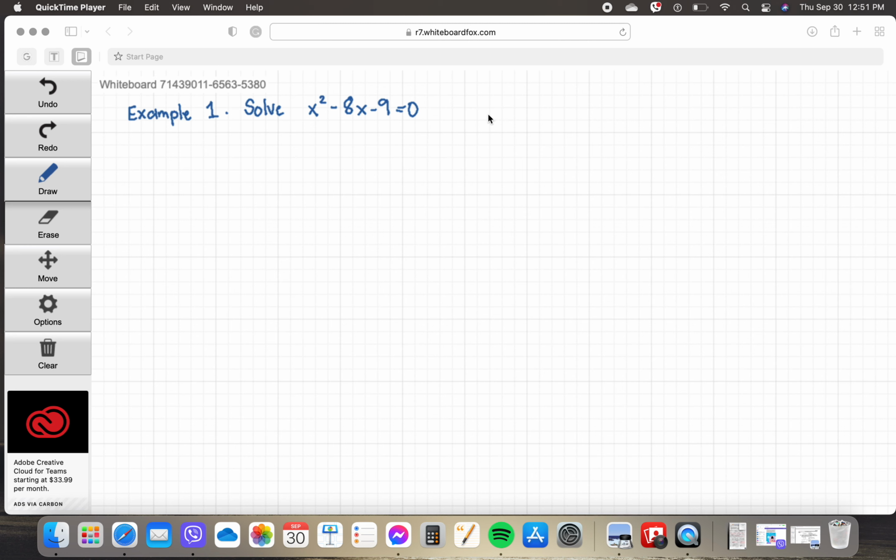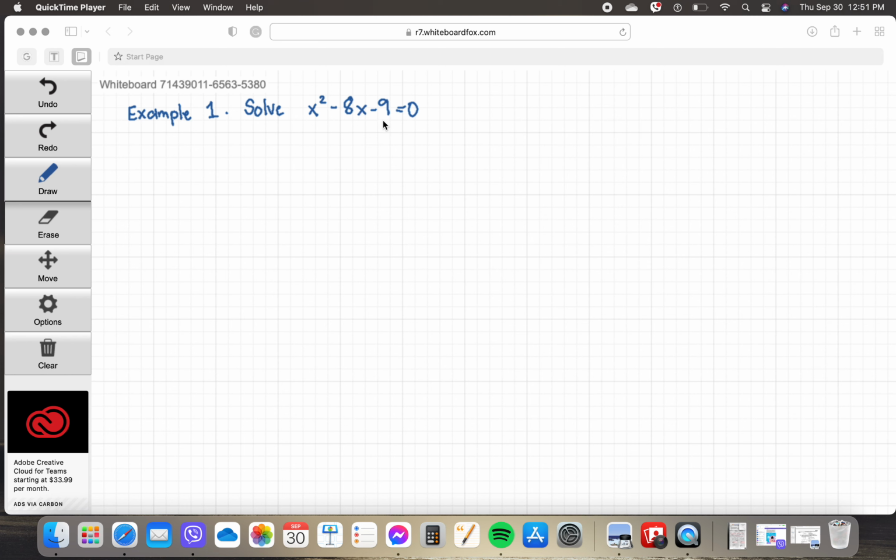Okay, so after learning the process of completing the square, we can now use that in order for us to solve quadratic equations by completing the square. So we have here our first example, x squared minus 8x minus 9 is equal to 0. So this is not yet a perfect square trinomial.